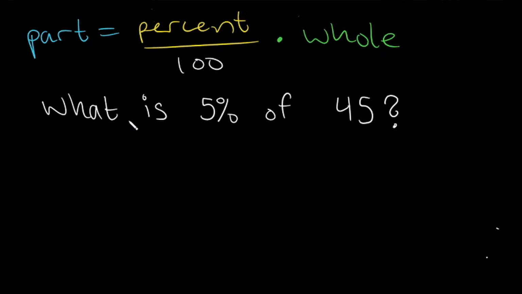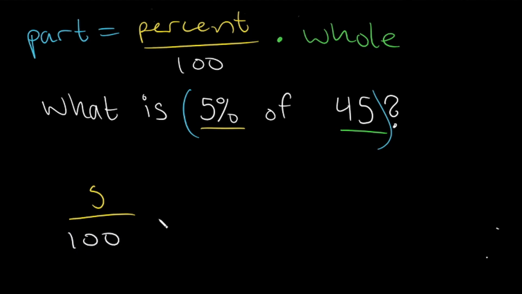Let's try an example. What is 5% of 45? So we have a percentage here, and of 45, so 45 is our whole. 5% of 45 is going to be a part of 45, so that's what we need to solve for. So we need to get our percent, which is 5, divide that by 100, and then multiply by 45.